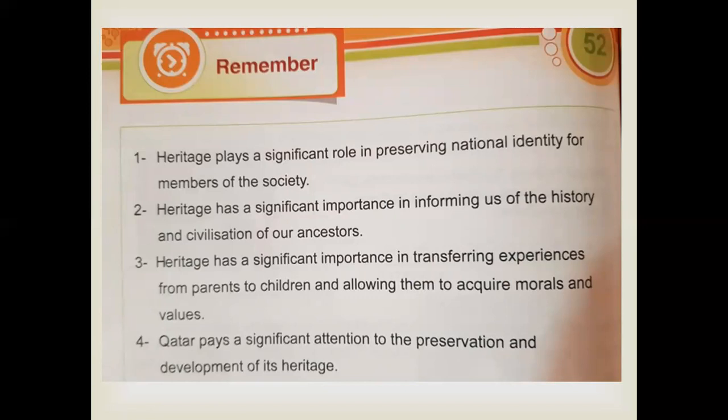And here, guys, this is the summary of our lesson. Let me read it for you. Number 1, heritage plays a significant role in preserving national identity for members of the society. Number 2, heritage has significant importance in informing us of the history and civilization of our ancestors. Number 3, heritage has significant importance in transferring experiences from parents to children and allowing them to acquire morals and values. And 4, Qatar pays significant attention to the preservation and development of its heritage.